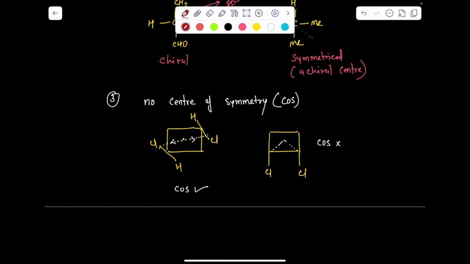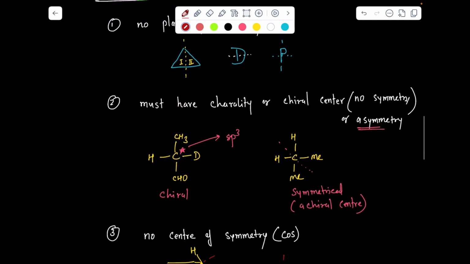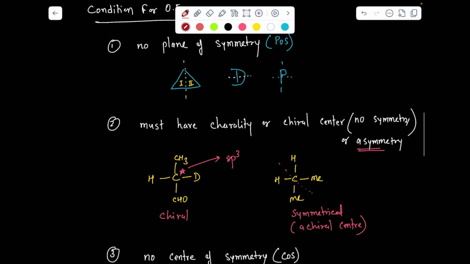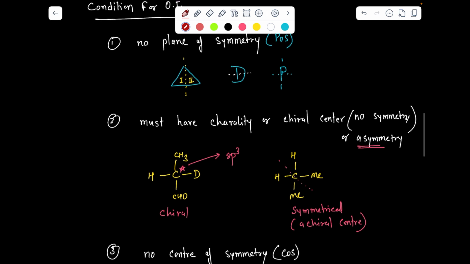I can check the plane of symmetry too. If I am drawing it that way, the first part and second part are the same, so we could say it has the POS like this. And here if I am drawing it that way, this part and this part both are the same, so I could say it also has the POS. So if any molecule has the plane of symmetry or center of symmetry, it's optically inactive. So no plane of symmetry, no center of symmetry, must have the chirality.